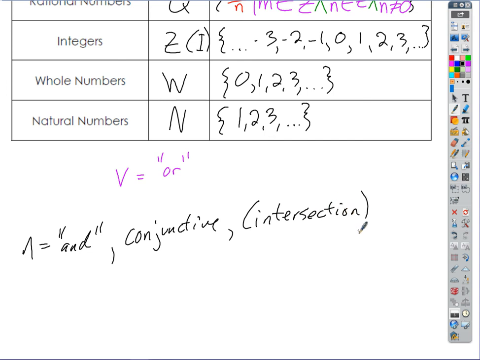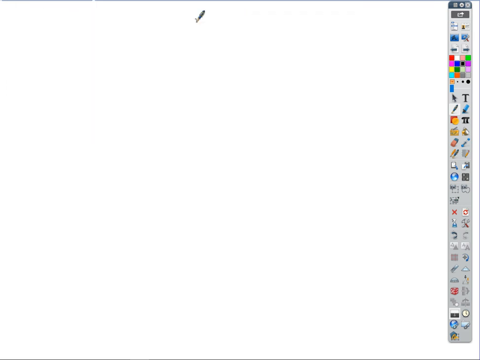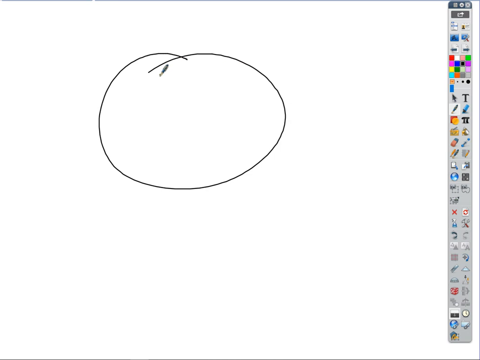Okay, so for example, let me draw a picture for you. So if we did something like this, this is the set of all students. And this is the set of, we'll just assume room 304 girls. Then we want the intersection of those two.